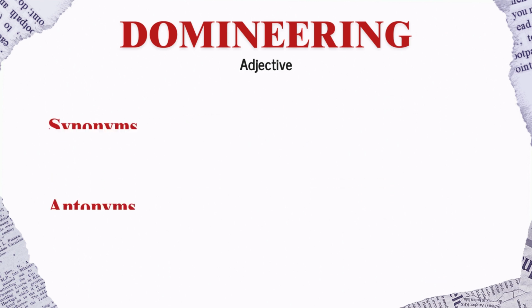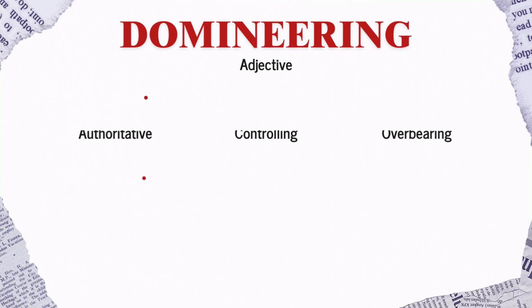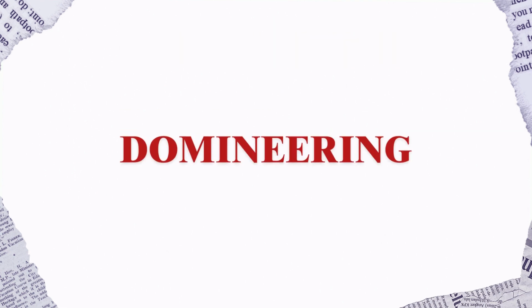Synonyms for domineering include authoritative, controlling, and overbearing. On the other hand, words with opposite meanings or antonyms include submissive, subservient, and accommodating. Remember to pronounce the word domineering clearly.